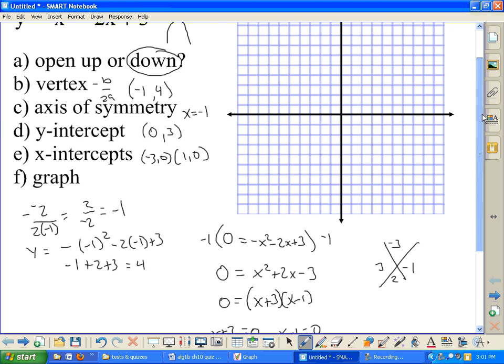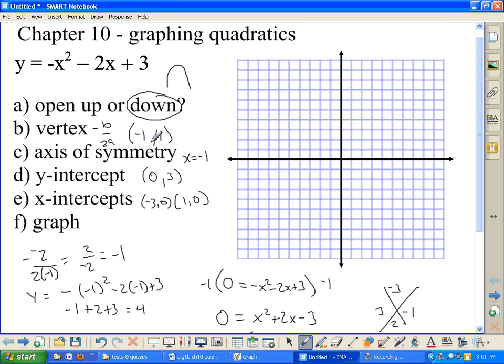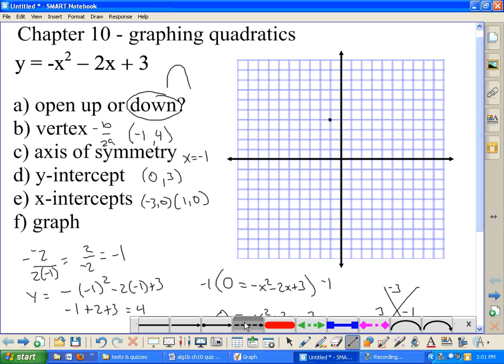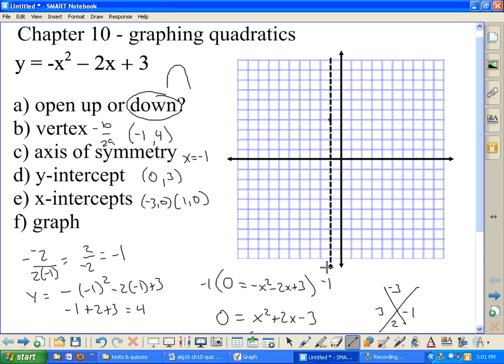And now we should be able to sketch the graph. So I will start with the vertex at negative 1, 4. That's 1 to the left, and 1, 2, 3, 4 up. And I will draw in my axis of symmetry, a line at x equals negative 1, so this vertical line right here. And then my y-intercept, 0, 3, 0 right or left, 1, 2, 3 up. Then I have a symmetry point on this side at negative 2, 3.